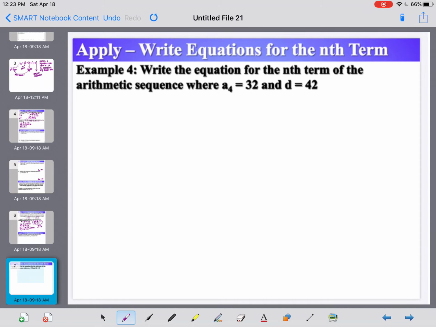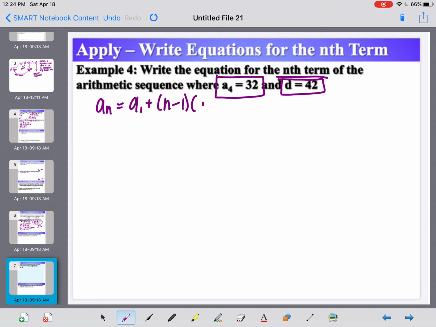Okay, this time, write the equation for the nth term. See, it even says here, we don't want a specific term. We want to leave that open as n. Okay, and I'm looking at the information that I'm given. I have a common difference, and then I have a sub 4. Well, a sub 4 is not specified in my formula here. Only a sub 1 is.